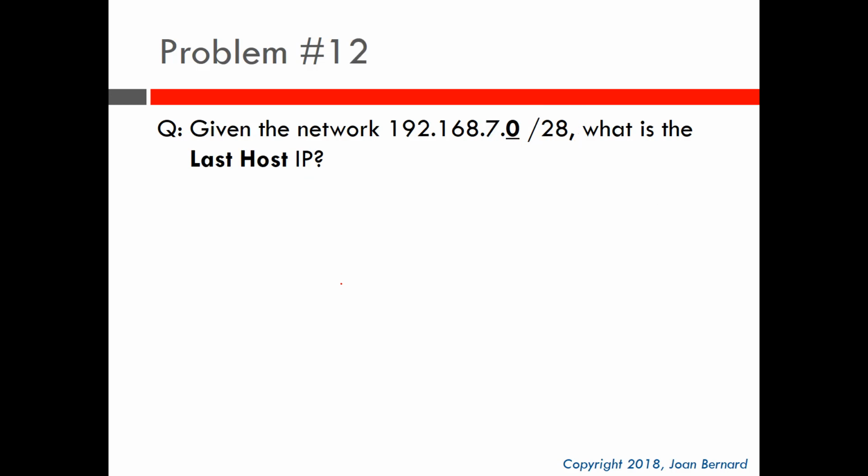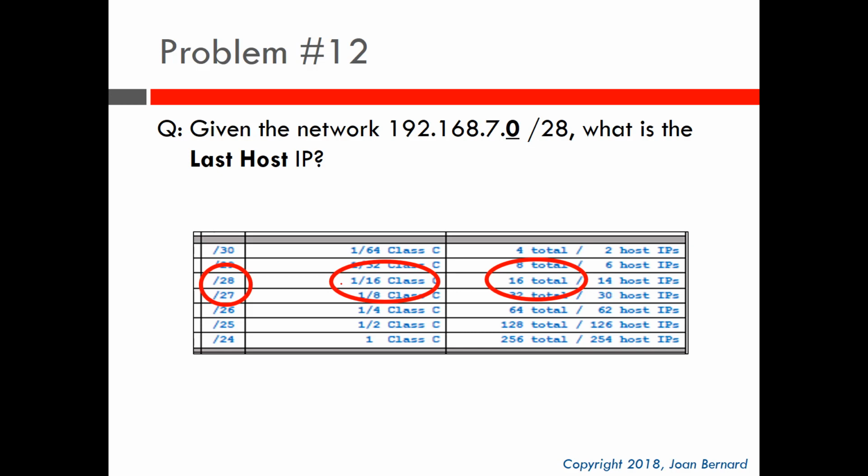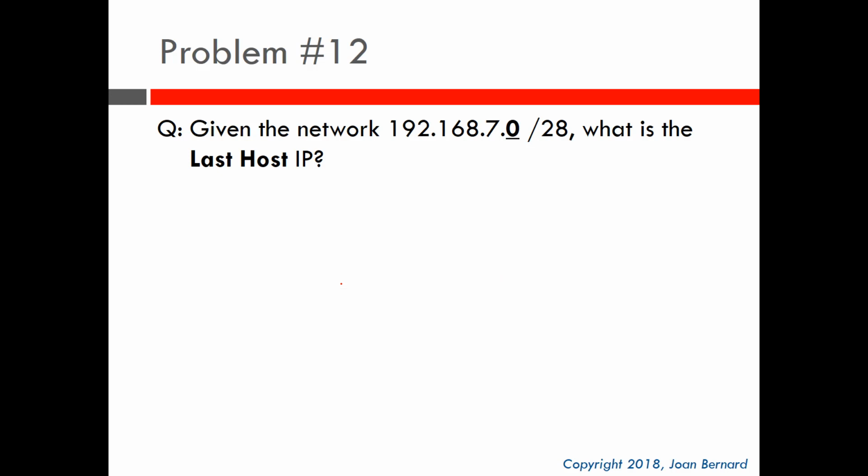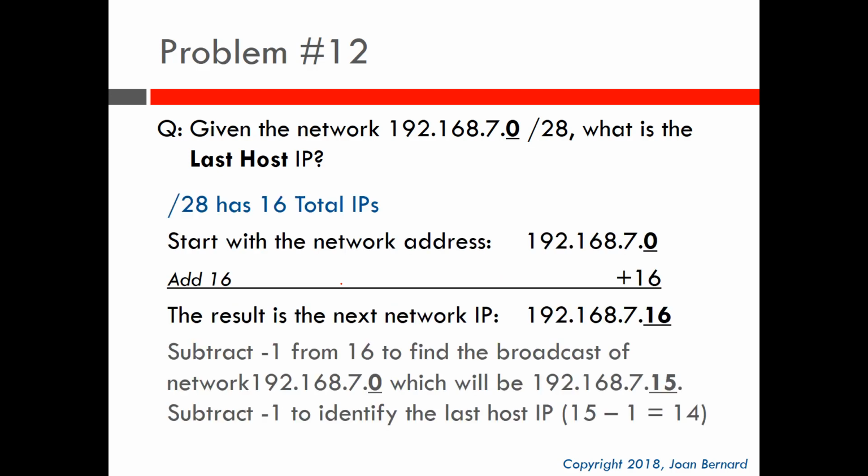All right, problem 12. Given the network 192.168.7.0/28, what's the last host IP? So /28, let's find that on the cheat sheet. I see that a /28 has 16 total IP addresses, and it would be taking that subnetting wheel and dividing it into 16 different slices. So what I do is I find my starting point. My starting point is going to be 192.168.7.0. I know that /28 has 16 total IPs.